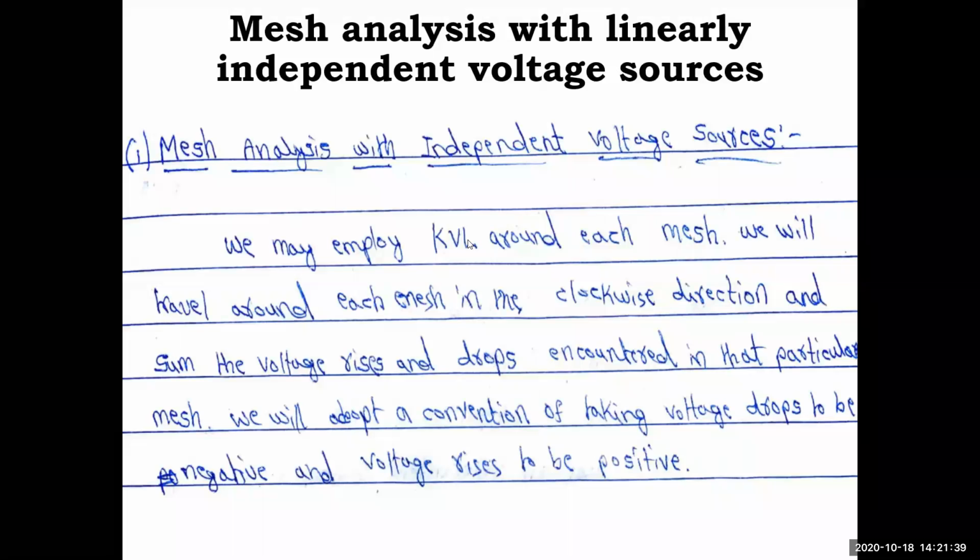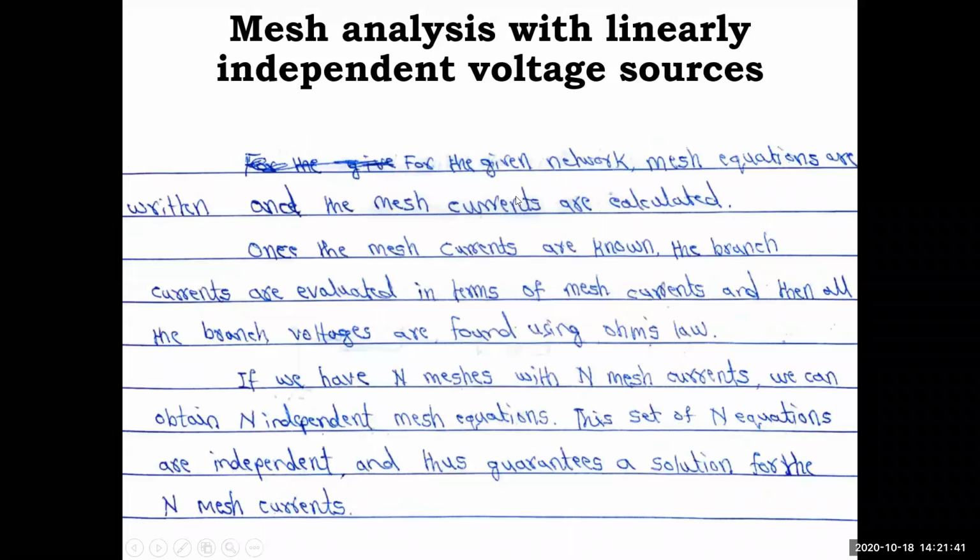Okay, so this is the idea. For the given network, mesh equations are written and the mesh currents are calculated. However many meshes there are, that many mesh equations you will get. Then using the calculator, in complex equation mode, you can select how many equations there are. One equation, straight away the answer will come. Two equations, two currents will come. Three meshes, three equations, three currents. Four meshes, four equations, four currents. So this is the basic idea.